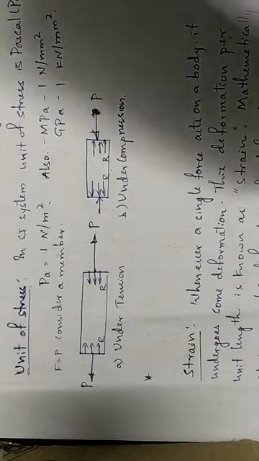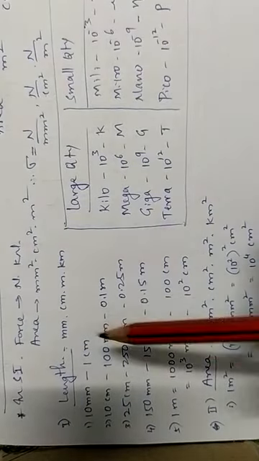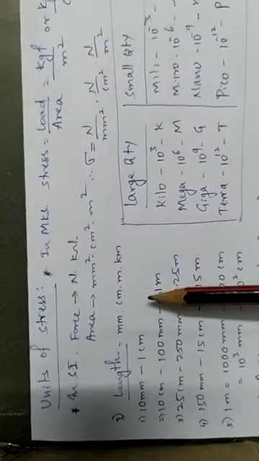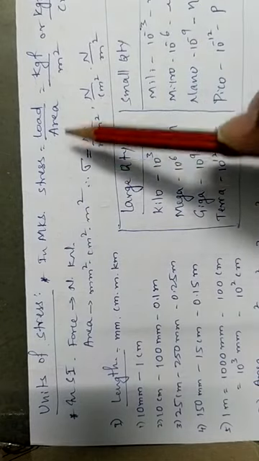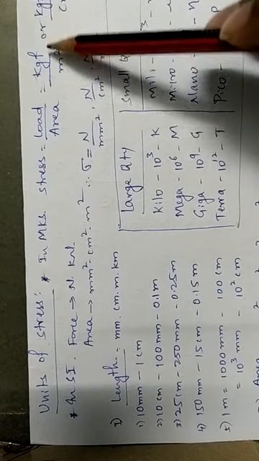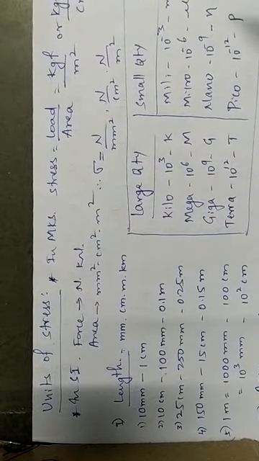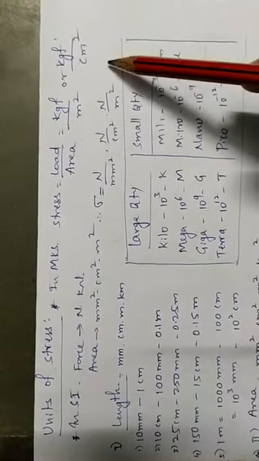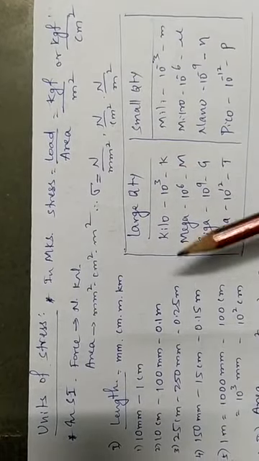Units are a very, very important topic. This is already known from your basic engineering mechanics. Unit of stress: in MKS, the stress is measured according to the basic definition, load by area. The load is measured in kg force, divided by meter square, or in terms of centimeter square, kg force divided by centimeter square.